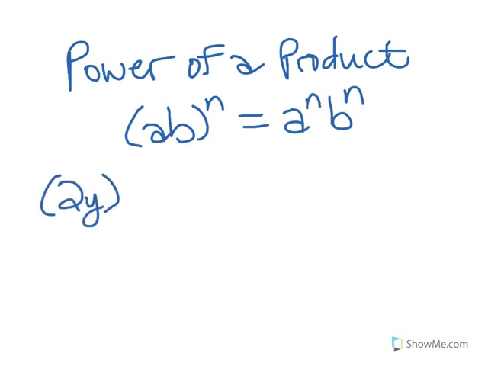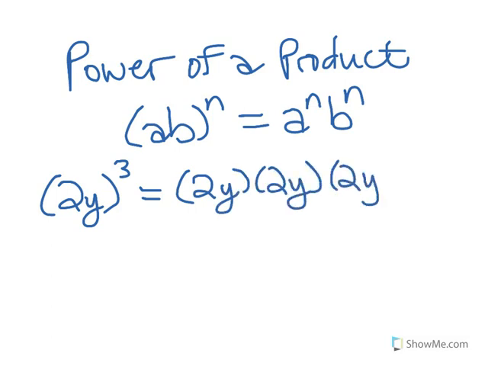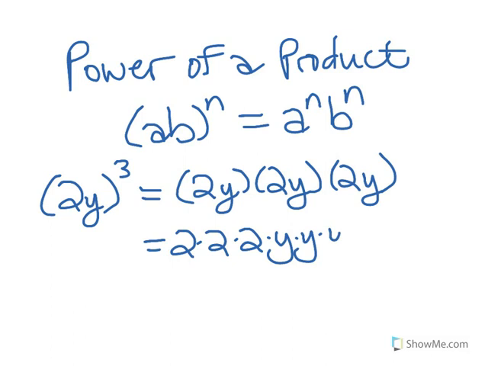Consider 2y cubed. Note that the entire expression is being cubed, not just the y. So what we really have here is 2y times 2y times 2y. Well, we know that multiplication is both associative and commutative, and that means that it doesn't really matter which order I multiply these 6 numbers. Let's put the 2's together then, and the y's together. 2 cubed, 2 times 2 is 4 times 2 is 8, and then y times y times y is y cubed.